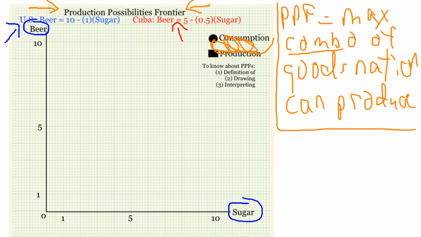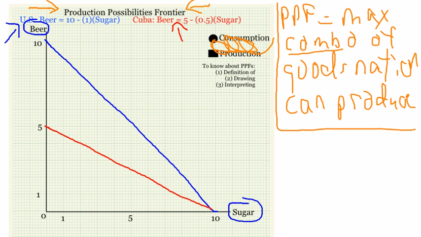If I plot this line for the US, I know that 10 is going to be on the y-axis and the x-axis, and so I just draw a straight line there. And for Cuba, the y-axis is going to be 5 and the x-axis is going to be 10. What we have there, that's a PPF for Cuba, and the blue line was a PPF for the US. And this is how the curves are interpreted.